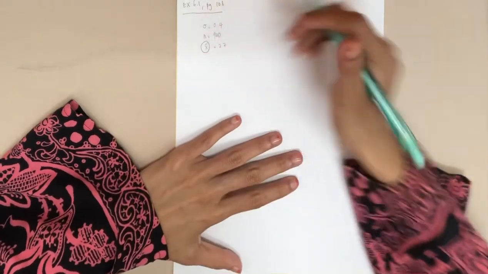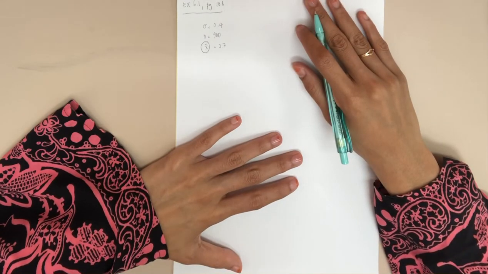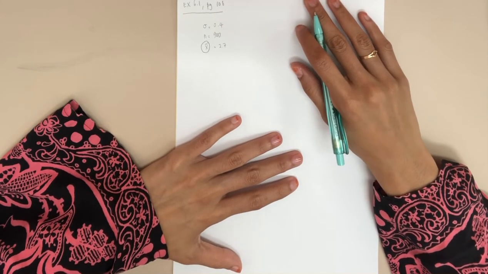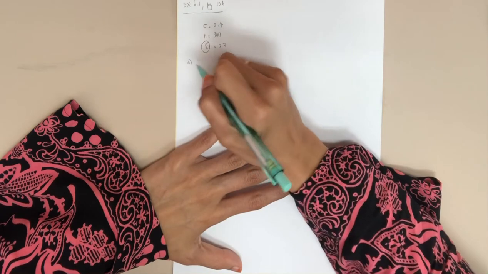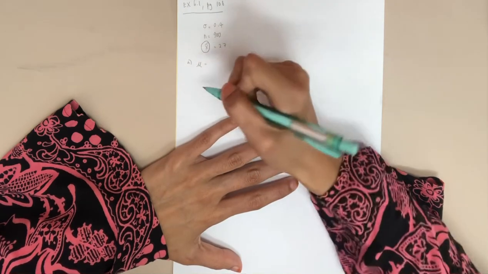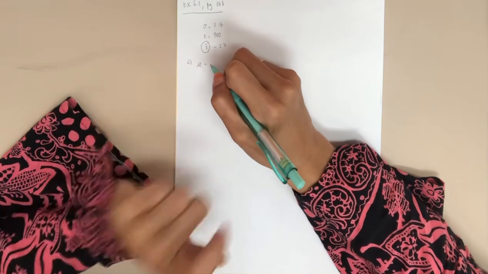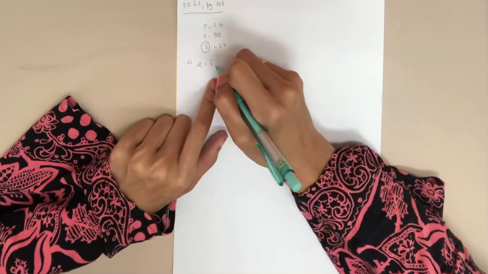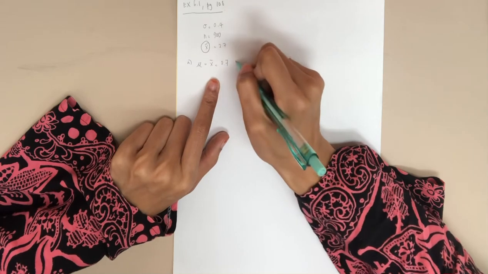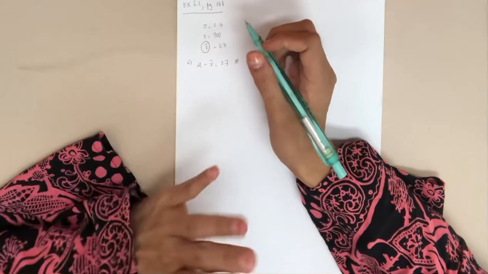So question A asks you to find the point estimate of mu. So that means mu is equal to what? Point estimate, not interval, point estimate. So that means mu is equal to X bar, and this is equal to 2.7. That's it.